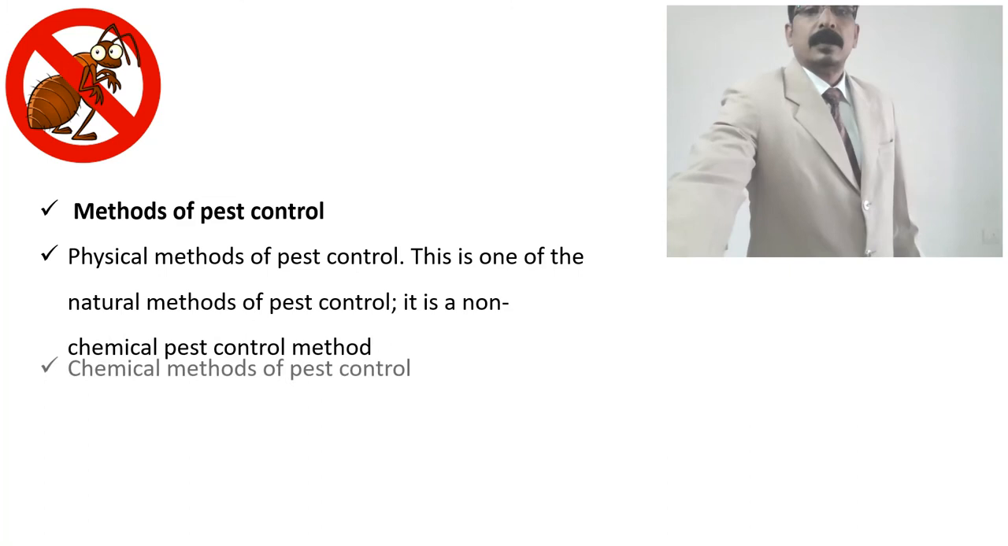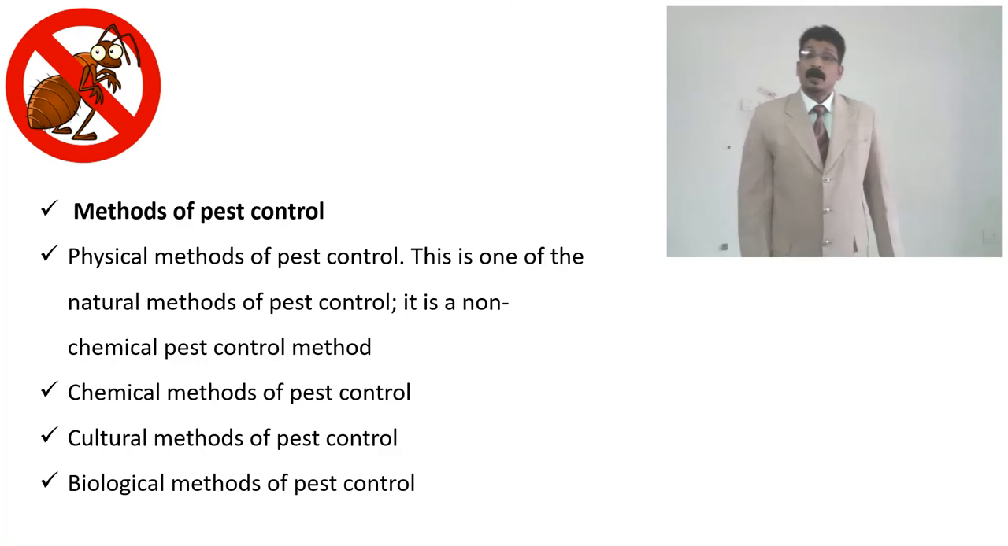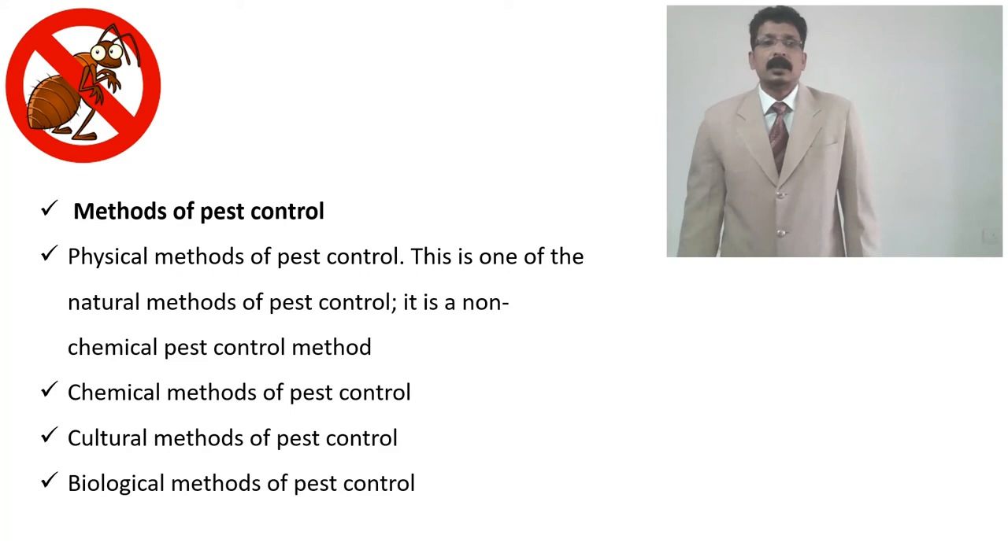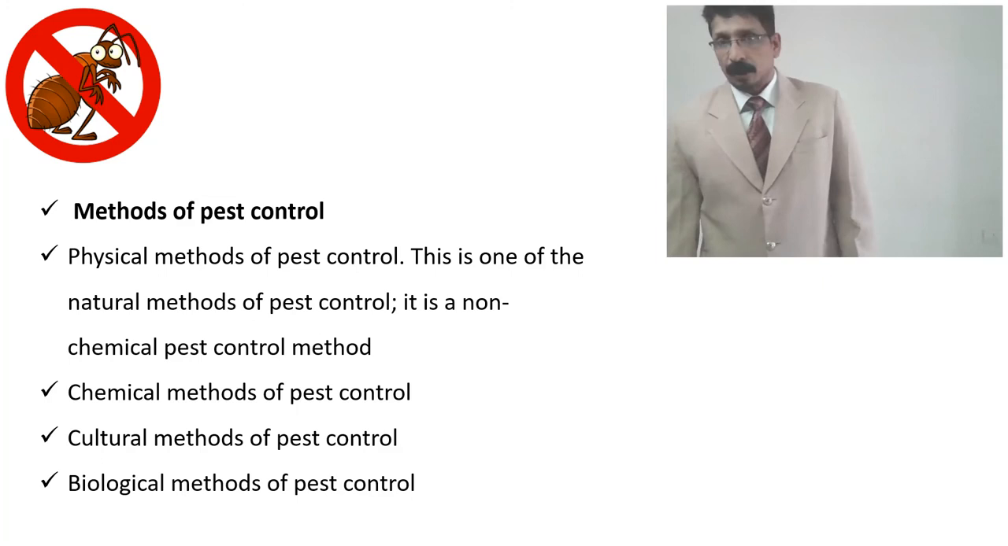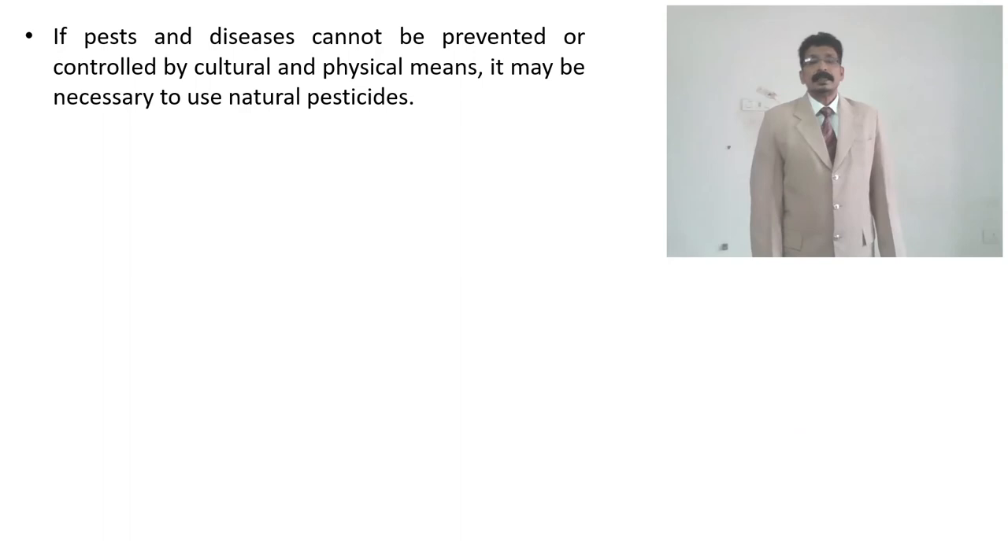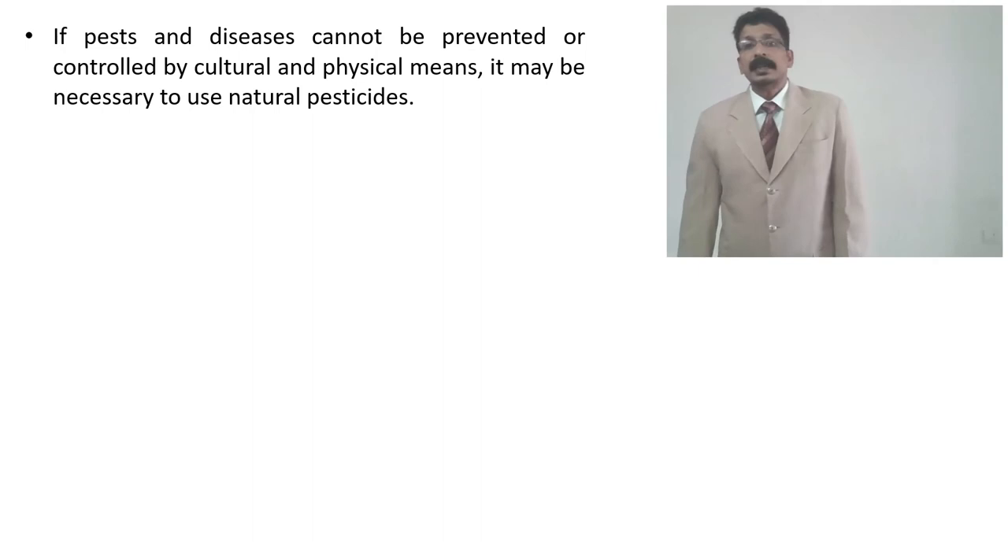So we can see the cultural method of pest control and the biological method of pest control. The cultural method of pest control is very common, and there are many types of methods followed region-wise, which we have taken in the natural method also. The biological method of pest control is also an advanced method which is followed nowadays, with various methods that can be followed. Now, if pest and disease cannot be prevented or controlled by cultural and physical means, it may be necessary to use natural pesticides.